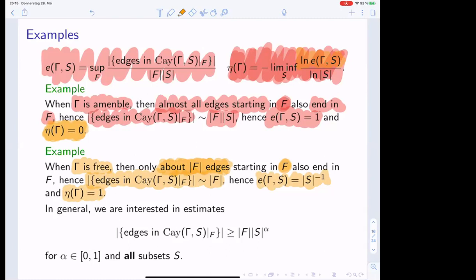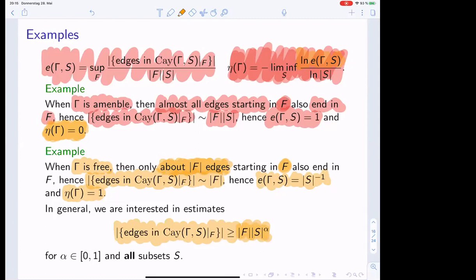And so in the two cases, you get some interesting invariant. In general, what we are after is some sort of exponent that captures the following behavior. We want to have larger and larger subsets such that if you look at the induced subgraph on the finite set F, the number of edges is at least the size of F times S to some exponent alpha.